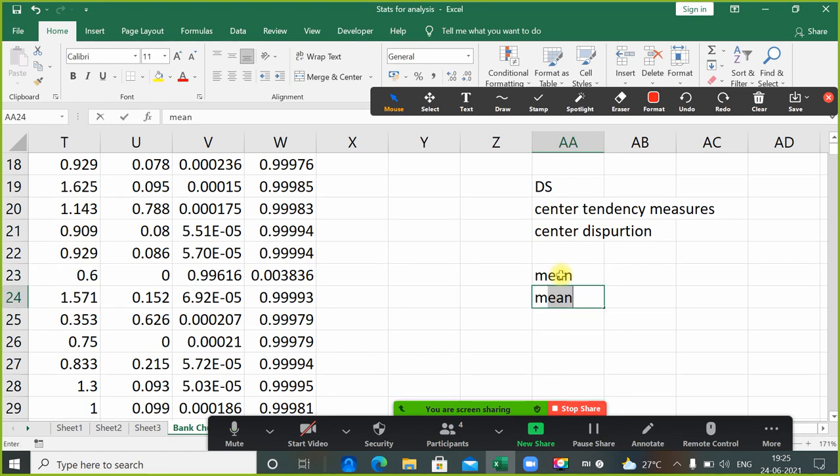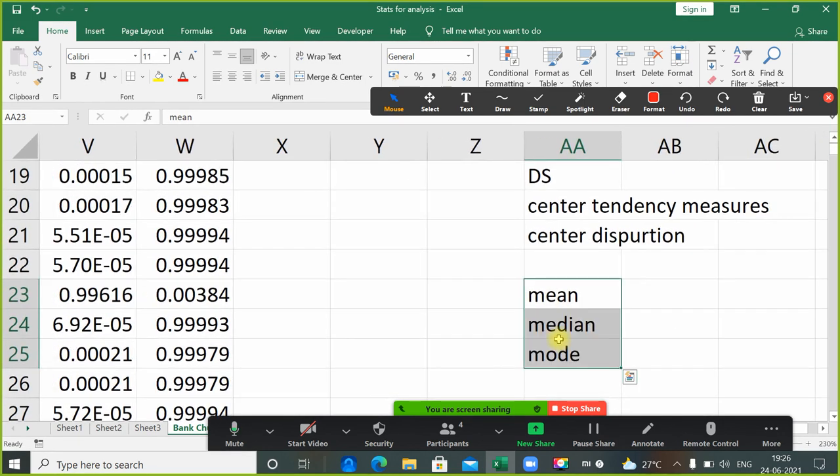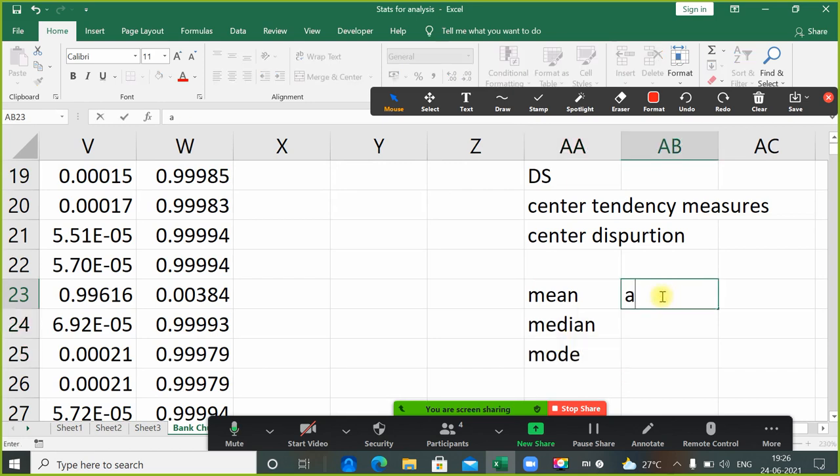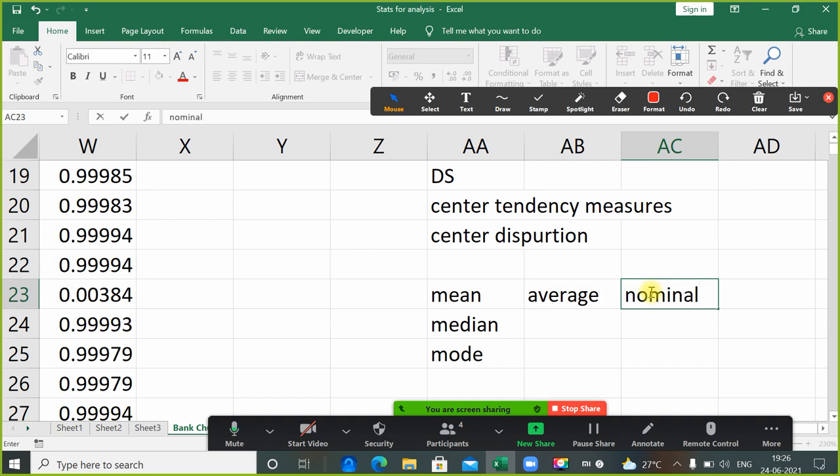Mean, median and mode, these three are the central tendency measures. What do you mean by mean? Mean is nothing but average. We use the average for calculating a center point when we use it for nominal continuous data.